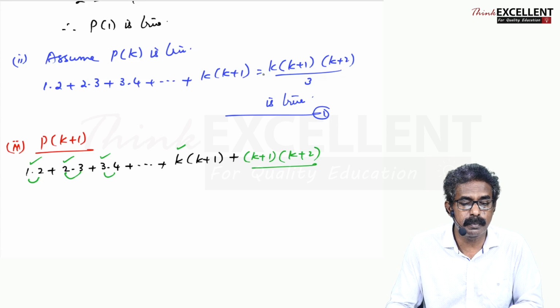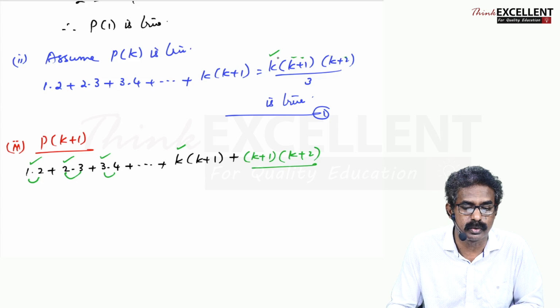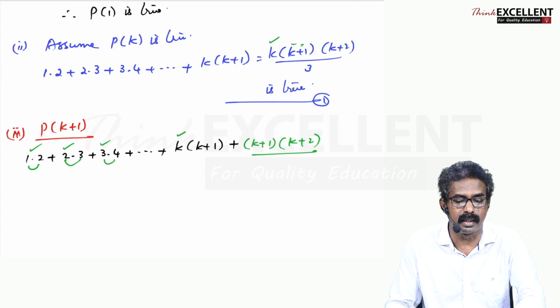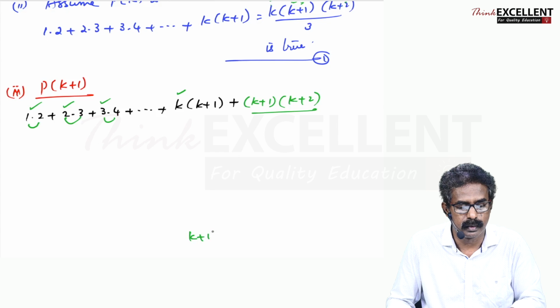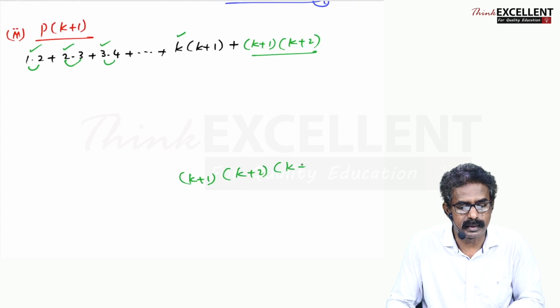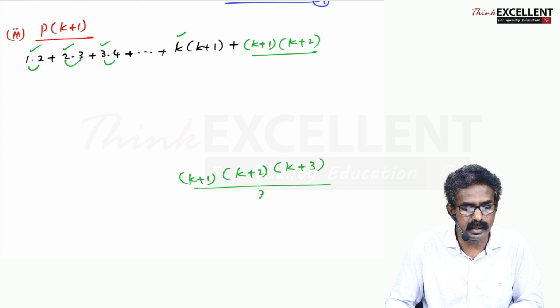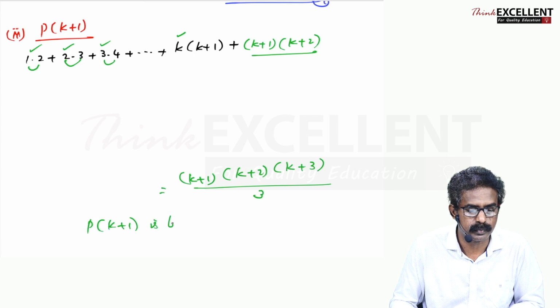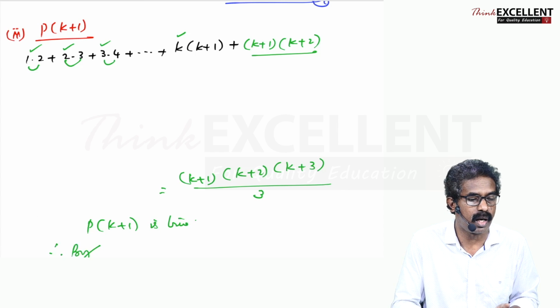And what answer you are supposed to get: wherever n comes, or wherever k comes, you have to get k plus 1. So this becomes k plus 1, k plus 1 plus 1, k plus 2, k plus 1 plus 2, k plus 3. So k plus 1, k plus 2, k plus 3 by 3. This is what you are supposed to get. Once you get this, you can say P of k plus 1 is true. And by the principle of mathematical induction, it is true for all natural numbers.